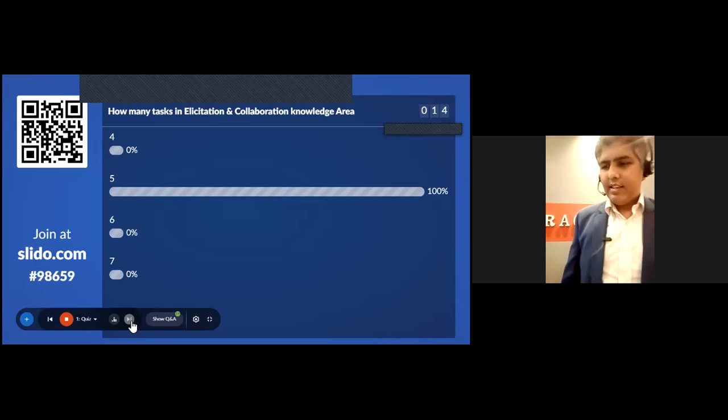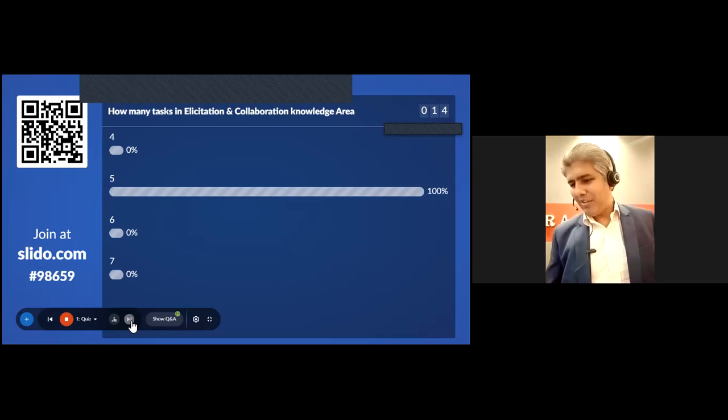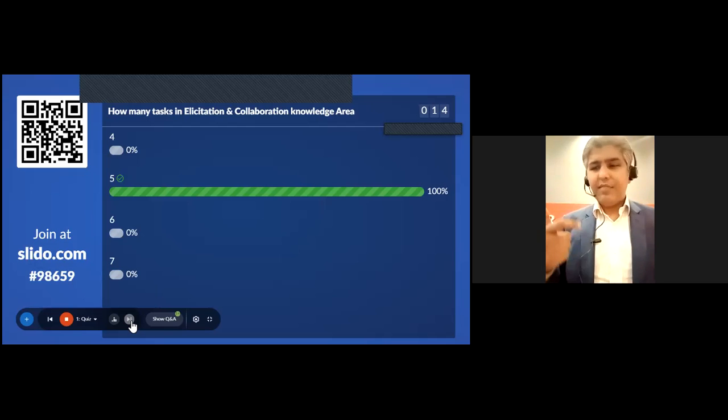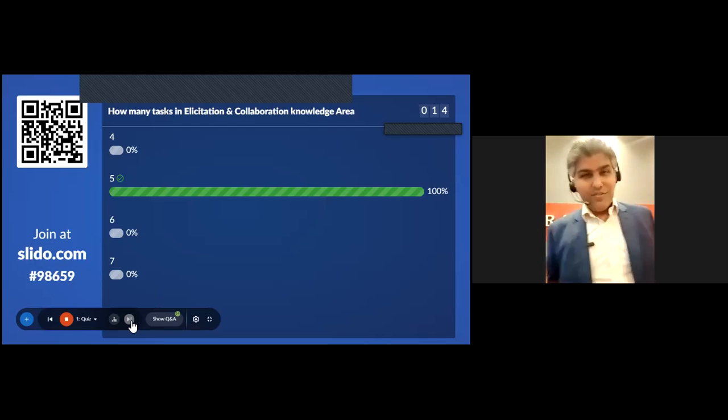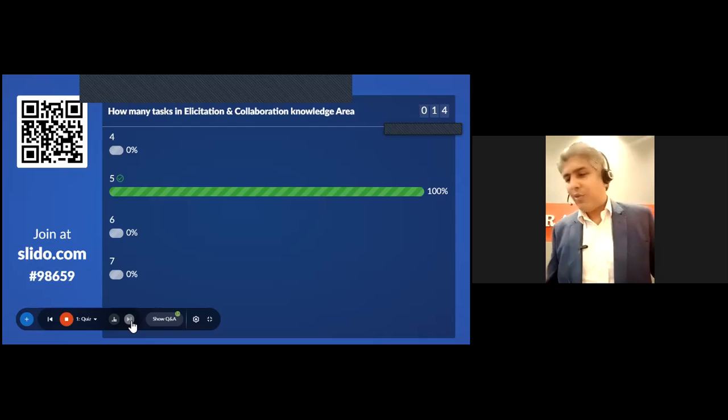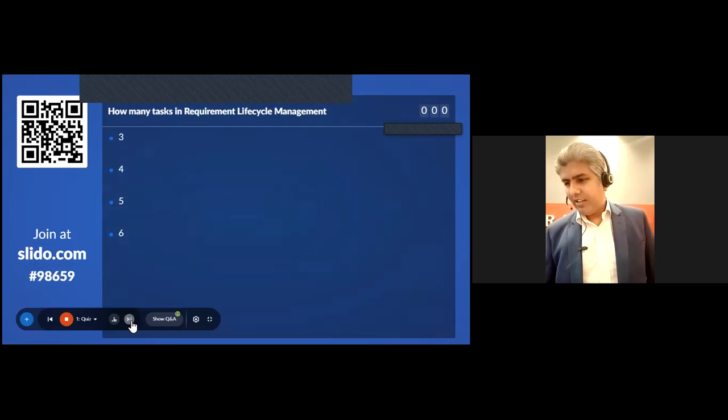Yes, it's a 100% right answer. All right, I wasn't expecting it. Great, excellent. Because we have few participants who always choose the first option, so I was still expecting that somebody would make a little mistake, but it's okay. Yeah, 5. So what are those 5 tasks? Prepare for elicitation, conduct elicitation, confirm elicitation results, communicate business analysis information, and last but not least, manage stakeholder collaboration throughout the process. So these are the 5 tasks.